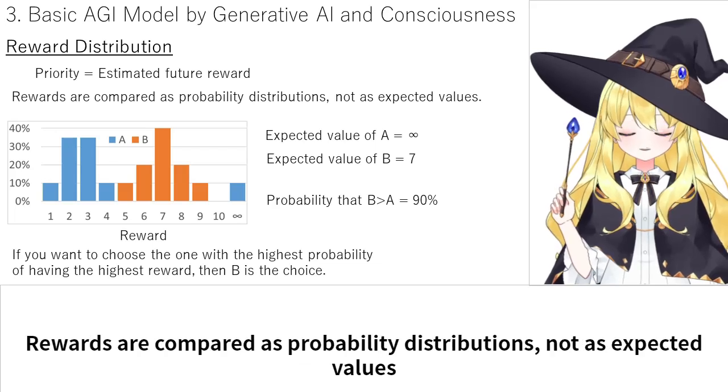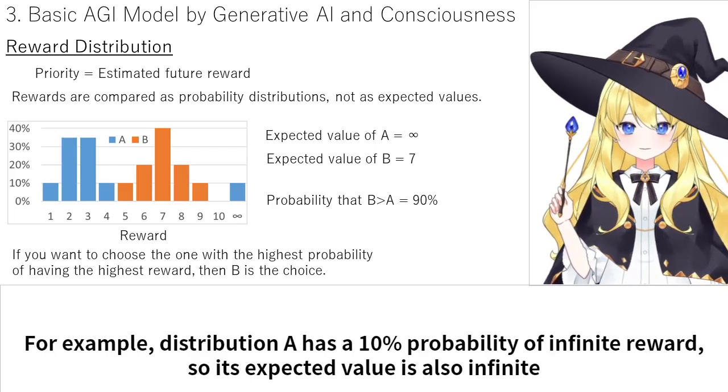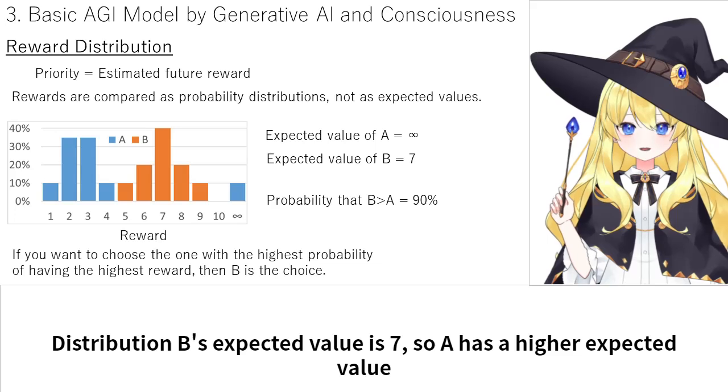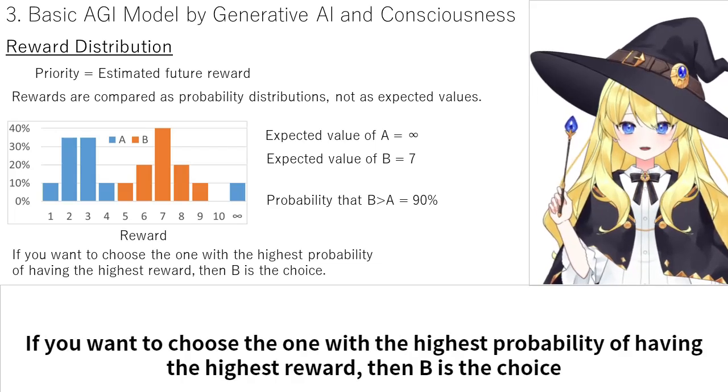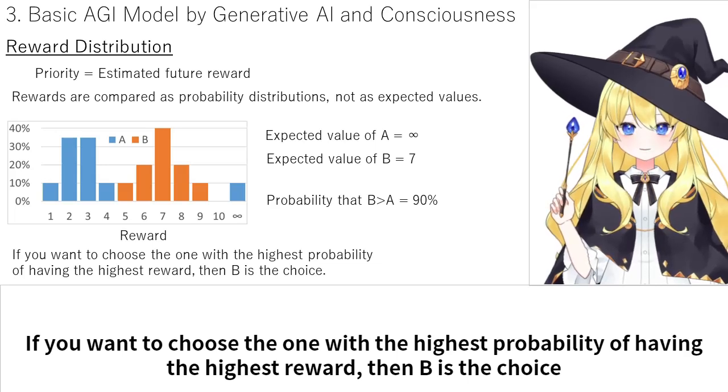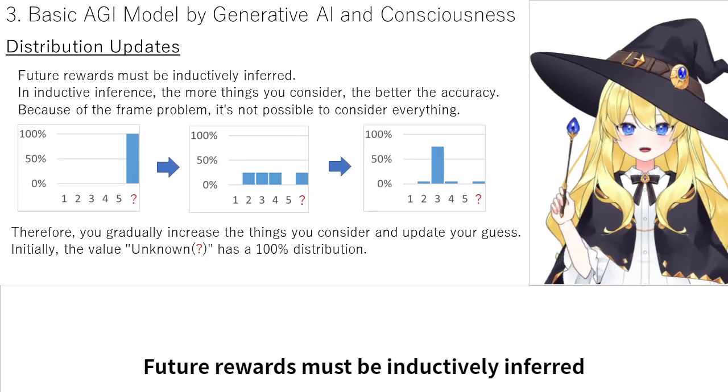Rewards are compared as probability distributions, not as expected values. For example, distribution A has a 10% probability of infinite reward, so its expected value is also infinite. Distribution B's expected value is 7, so it has a higher expected value. However, there is a 90% probability that distribution B will have a larger reward. If you want to choose the one with the highest probability of having the highest reward, then B is the choice. Future rewards must be inductively inferred.